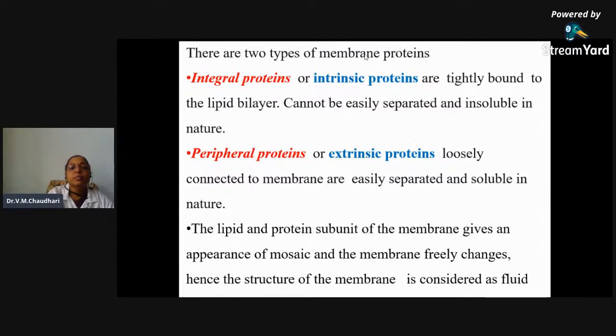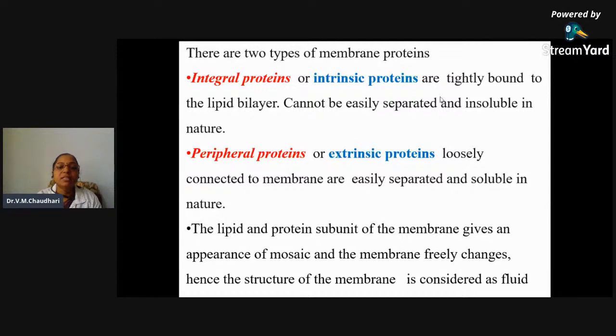There are two types of membrane proteins: integral proteins or intrinsic proteins, and peripheral proteins or extrinsic proteins. Intrinsic proteins are also called integral proteins, and extrinsic proteins are also called peripheral proteins. Integral proteins are tightly bound to the lipid bilayer, cannot be easily separated, and are insoluble in nature.